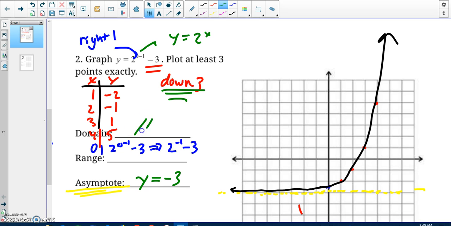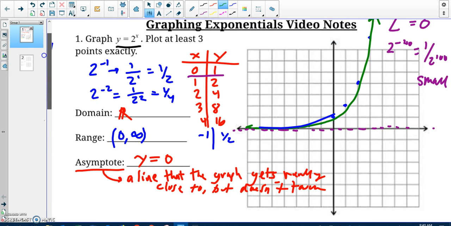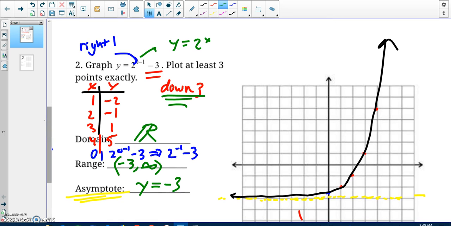Our domain is still all real numbers. All exponentials have a domain of all real numbers. And our range, the lowest we go is negative 3. The highest we go is infinity. We don't touch infinity, and we don't touch negative 3. We just get really close to it. As you get more comfortable graphing these, it's possible that you might just know what this looks like and be able to shift it down 3 and right 1 without making a table. But making a table is always a good go-to play.